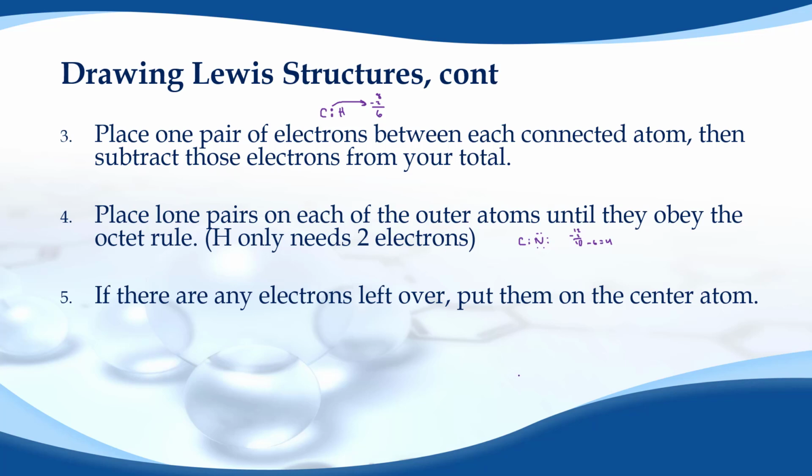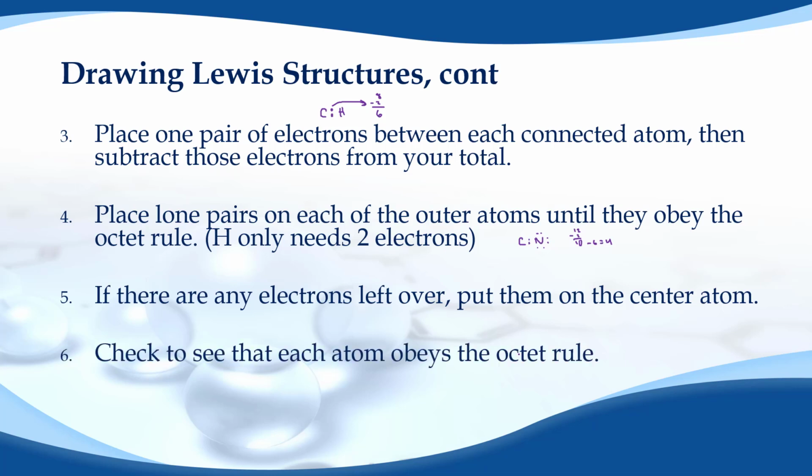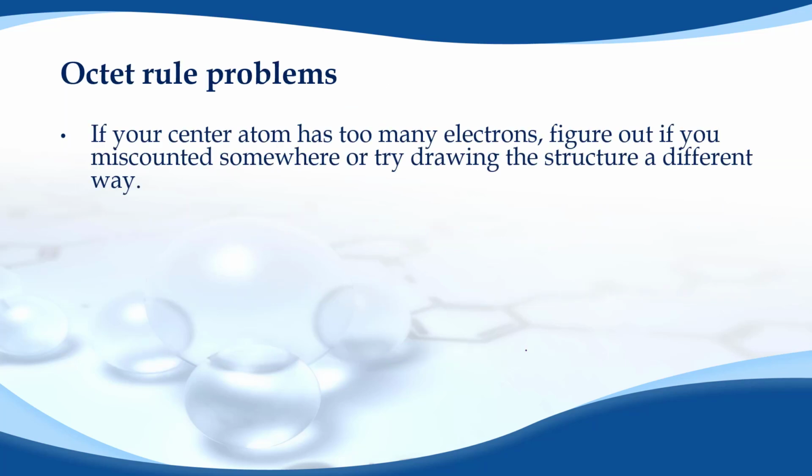Once you've done all that, check to see that the atoms obey the octet rule. Okay, so electrons all around the outside. If you use them all up, check the octet rule. If you still have some left over, put them on the center. Now, there are going to be a couple of problems when you draw these molecules that will disobey the octet rule.